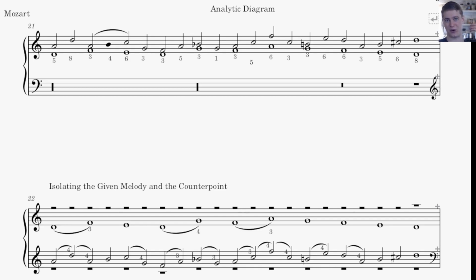So remember, leaps are a lot more acceptable in 2-to-1 counterpoint than in 1-to-1 counterpoint. So looking at Mozart's counterpoint here, we only have 10 cases of stepwise motion throughout the counterpoint, and we also have 10 leaps in our counterpoint. So we have an equal amount of leaps as stepwise motion in our counterpoint.